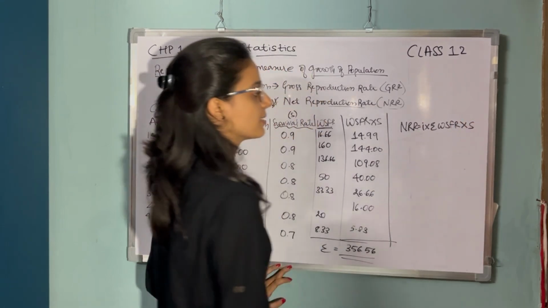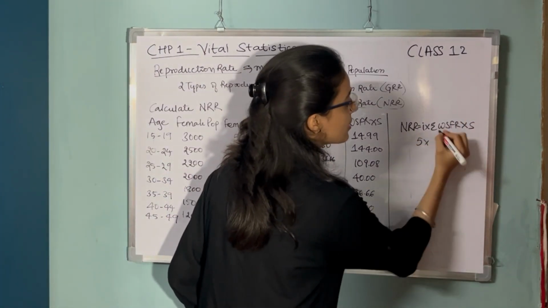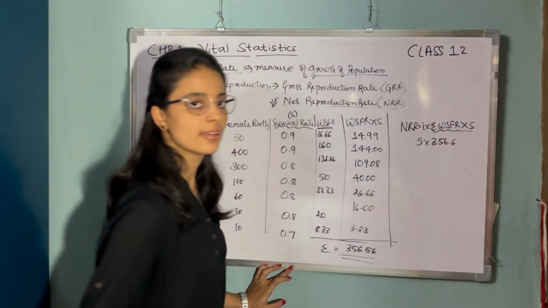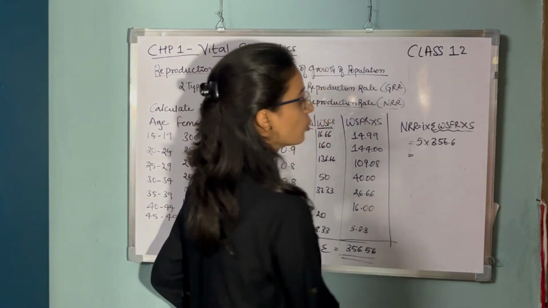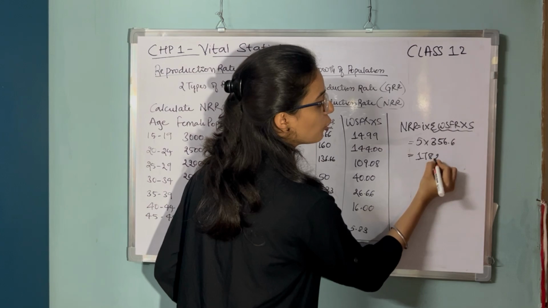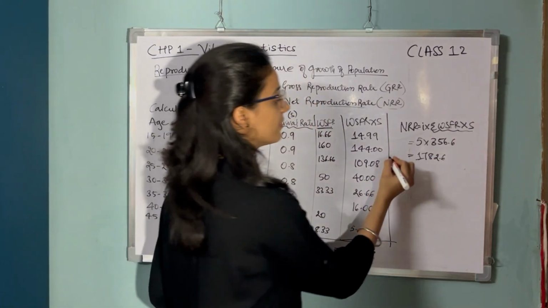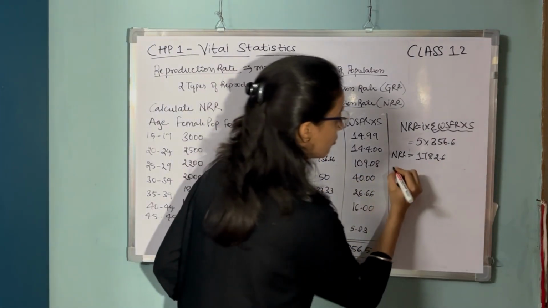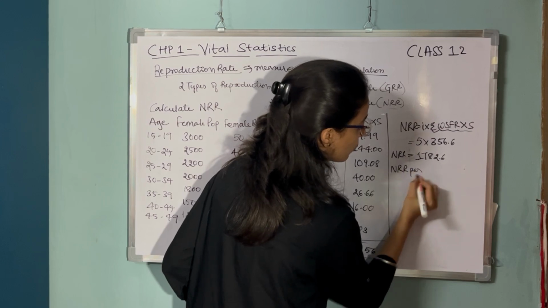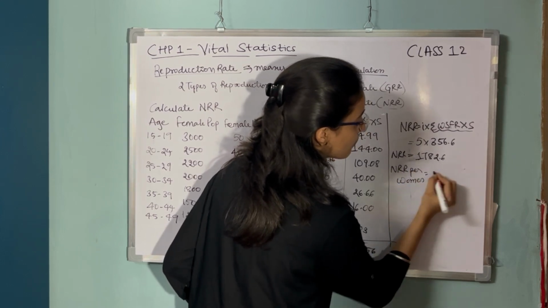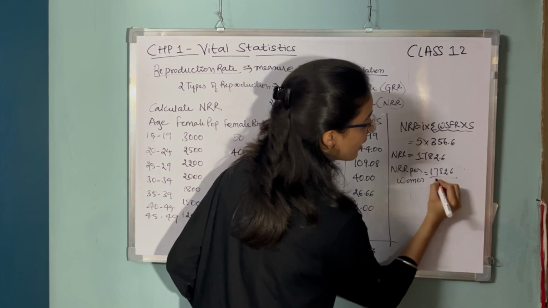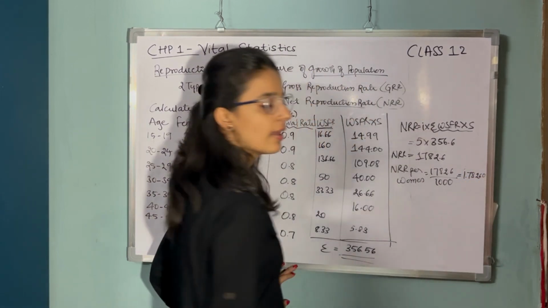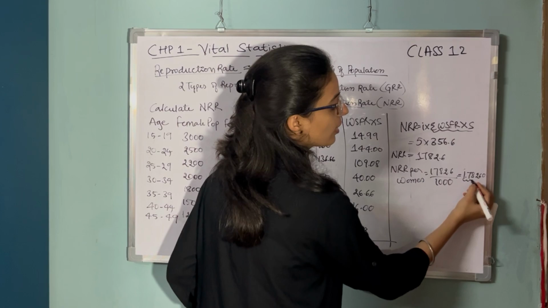Now we have got all the components of our formula, that is NRR is equal to I into summation WSFR into S. I will be 5. Summation of WSFR into S is 356.56. Right? Let's multiply and the total will be 1782.6. NRR is 1782.6. This is again for 1000 females. For NRR per woman, it will be 1782.6 divided by 1000, which will be around 1.7826. Right? Now, what will be the conclusion?